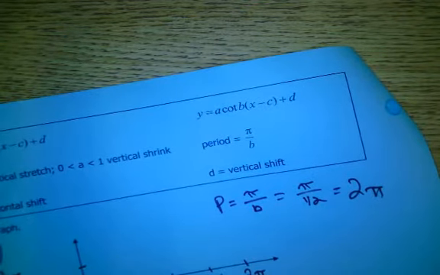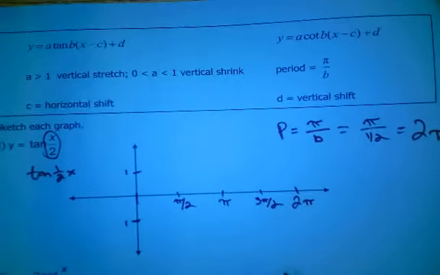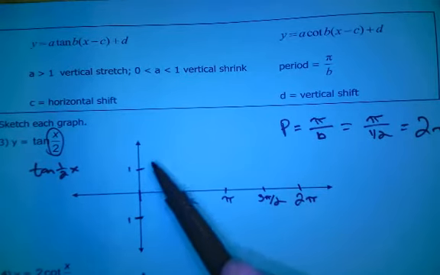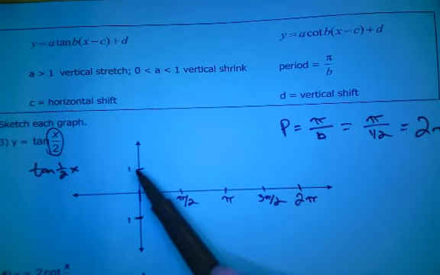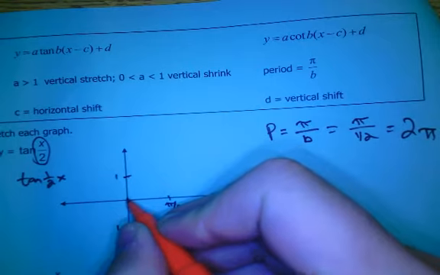Okay, and then I usually mark off the height here, which is 1. I know there's no actual amplitude, but it's a vertical stretch, really, so nothing's stretching, so I'm just going to mark off a 1. So here are the important points. So for tangent, what's at 0? What's tangent at 0? 0.